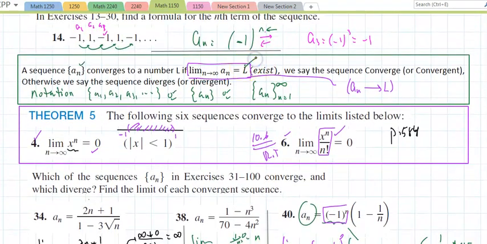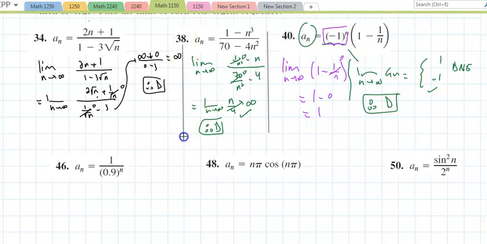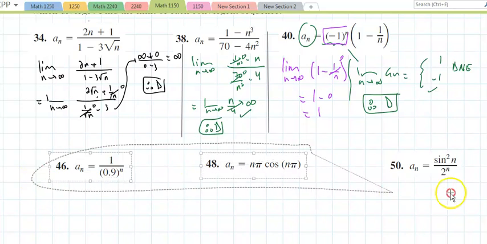So if the limit exists as a number, it converges. Otherwise, what's otherwise? If you get infinity or doesn't exist, that's not a number. Therefore, it will diverge. Next set of problems.